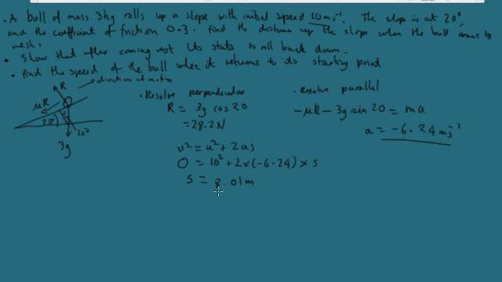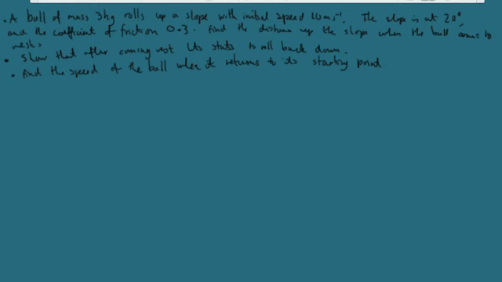Now, we want to show that after it comes to rest, it starts to roll back down the slope. So now we're going to do a new force diagram. So it's still 20. We've got our ball, it's 3g, and R's up here. And so if it's here, we've got a component of gravity pulling it down. So now friction is up the slope.